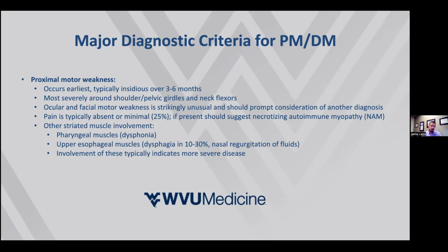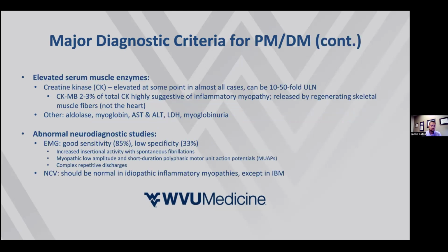Outside of their typical skeletal muscles, they can have other striated muscle involvement. That can be things like the pharyngeal muscles, which leads to dysphonia. The upper esophagus can be affected, and that can lead to things like dysphagia or aspiration risk. If you have involvement of those things in conjunction with your proximal muscle girdle symptoms, then generally you're thought to have a more severe disease presentation.